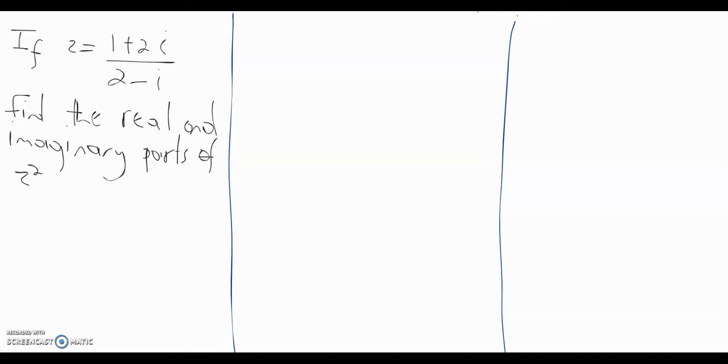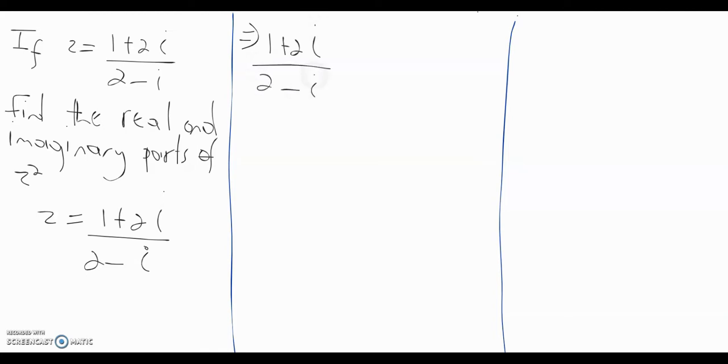So let's go ahead and take z. So z is equal to 1 plus 2i over 2 minus i. So we're going to rationalize this to get it back in the same form. So this is what we're going to do. We have 1 plus 2i over 2 minus i. We take the conjugate of the denominator, which is 2 plus i, and of course over 2 plus i.